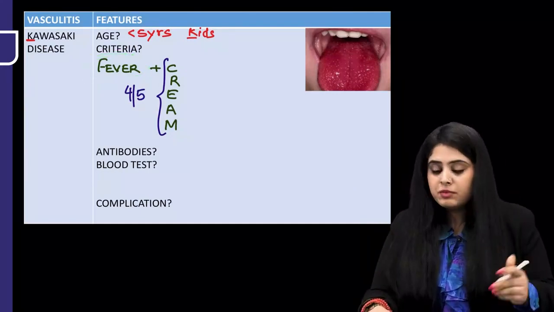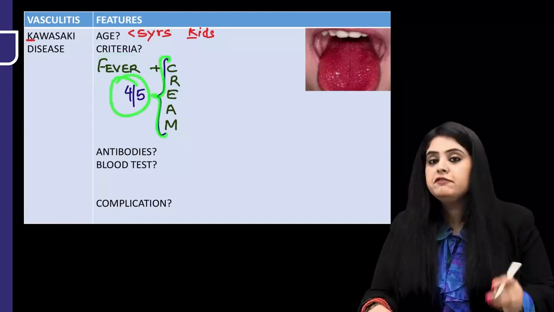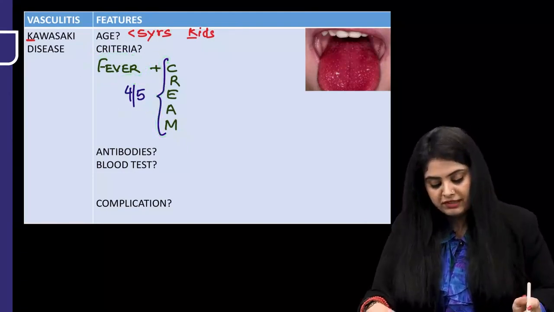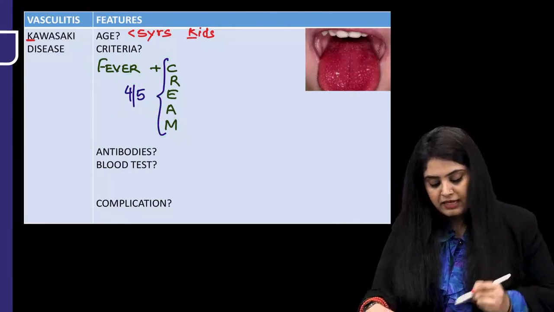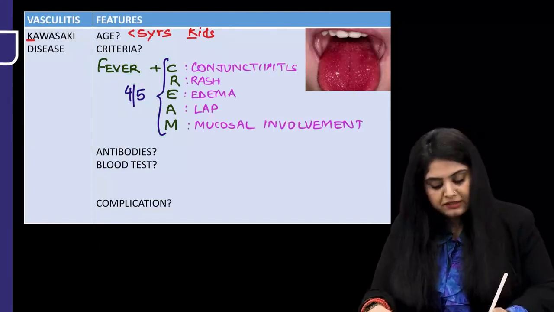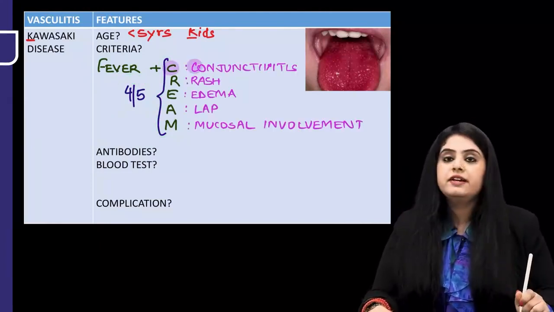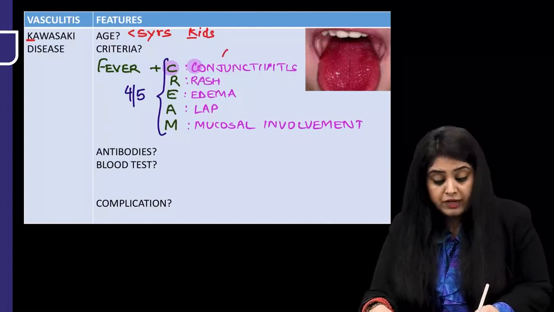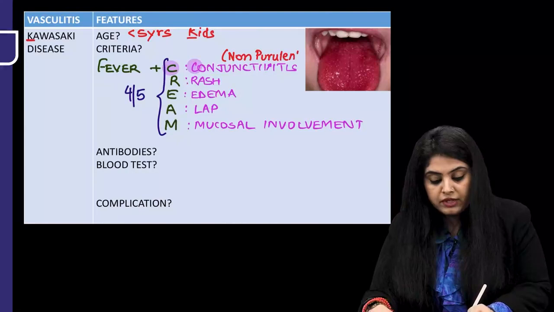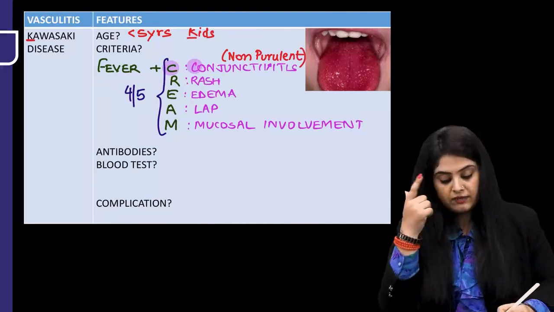Fever has to be present, and with CREAM, any 4 have to be present. So what is this? Let's get going. One by one, I'll tell you all of these. The C stands for conjunctivitis, and for students who've read pediatrics, we know this is a non-purulent conjunctivitis. So remember, C for conjunctivitis.